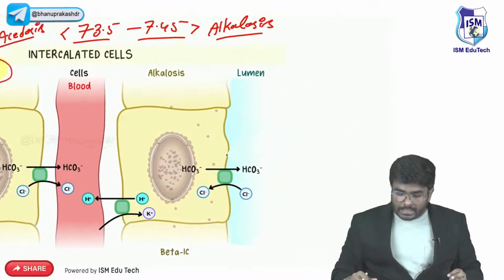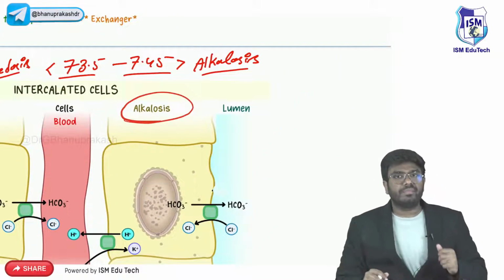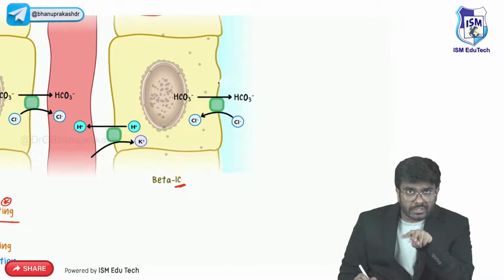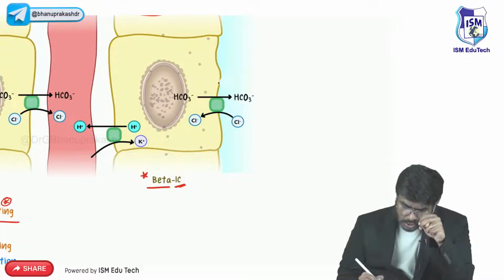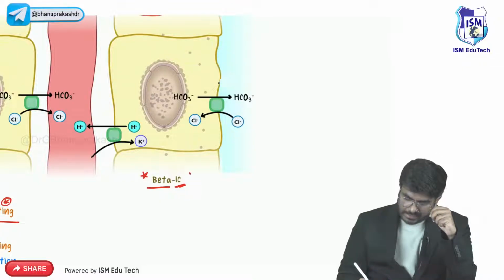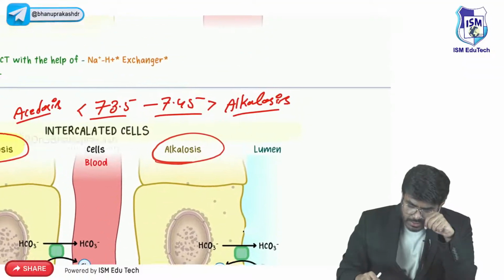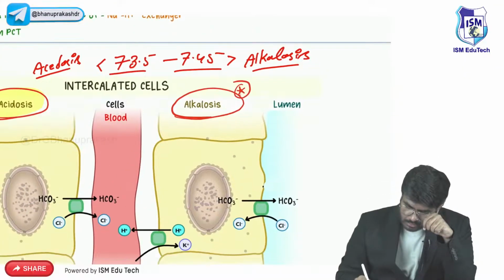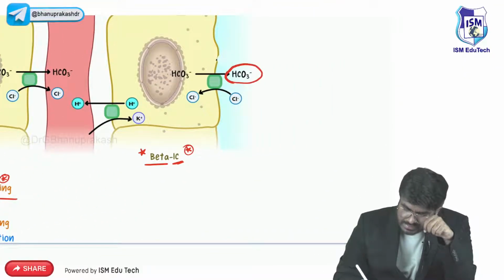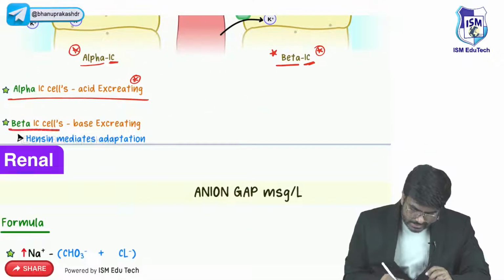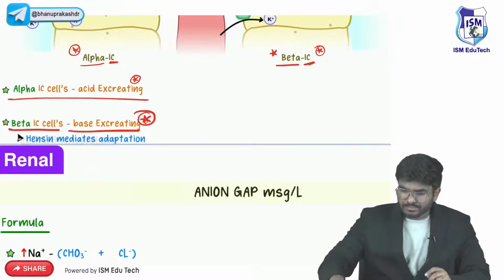And during alkalosis, the intercalated cell type is going to switch to the beta configuration. These are the beta intercalated cells. During alkalosis, what will they do? See, into the urine, they are excreting the bases. So beta intercalated cells are base excreting cells.